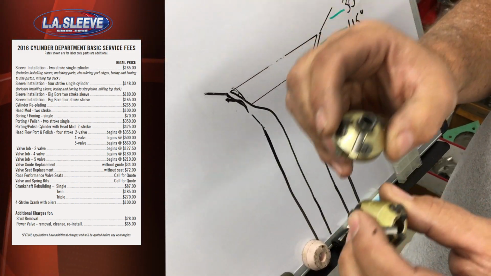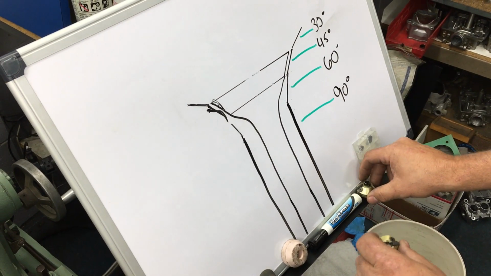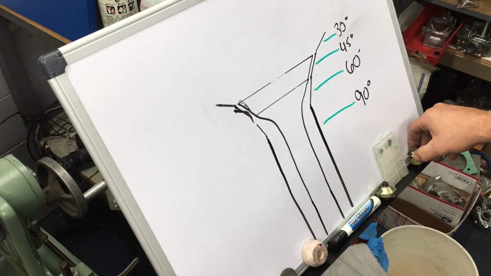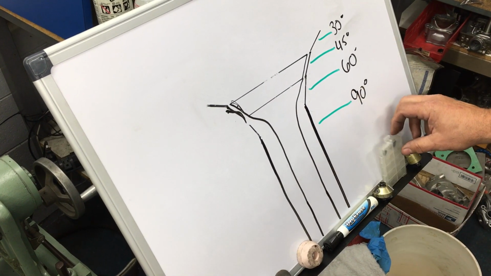This is not good stuff. It won't get a really good seal. And of course, then you're trying to make it seal with lapping, and you can't lap a titanium valve because it takes the coating off. So, those are acceptable ways to do it.